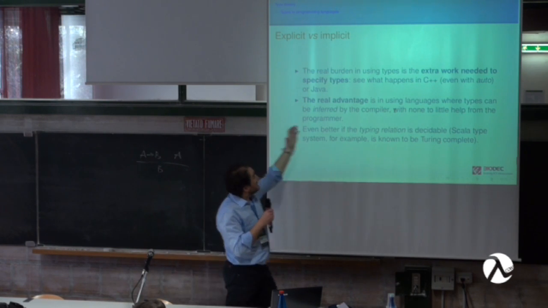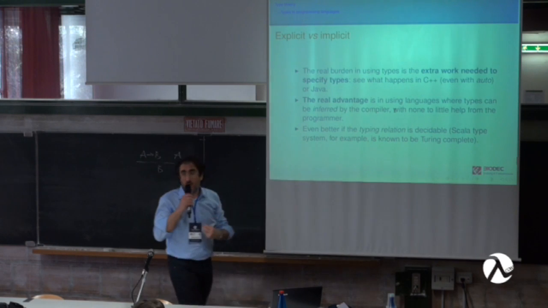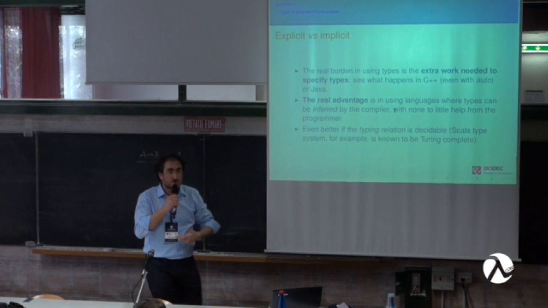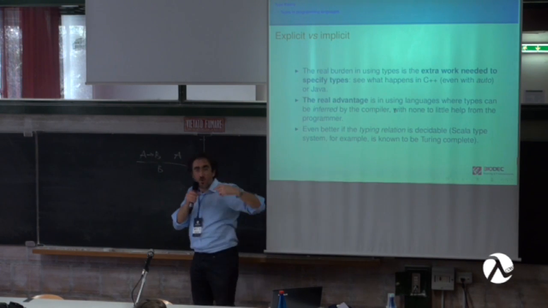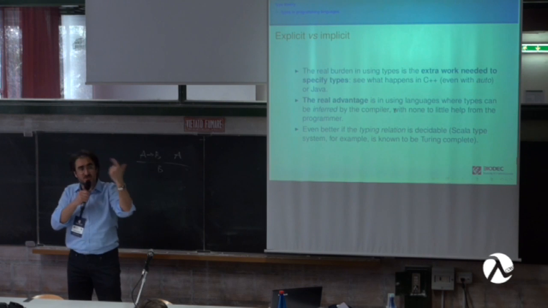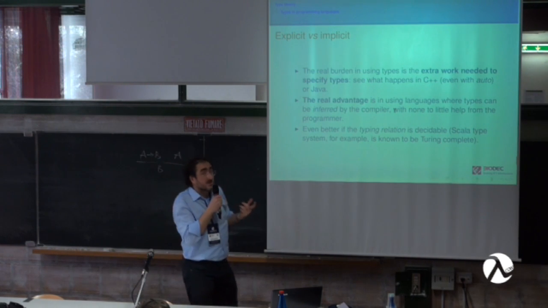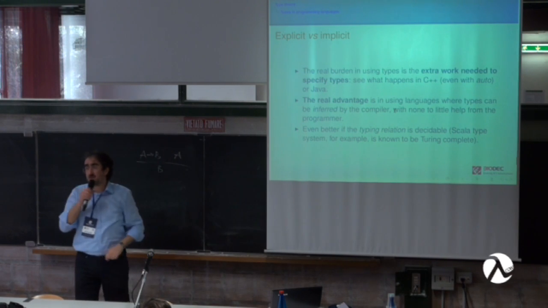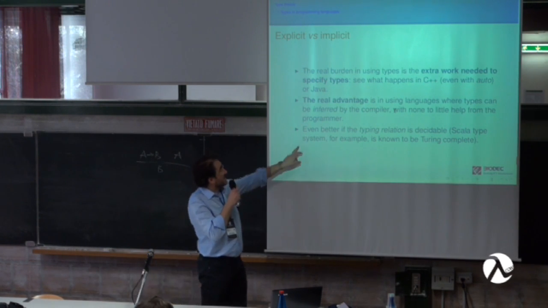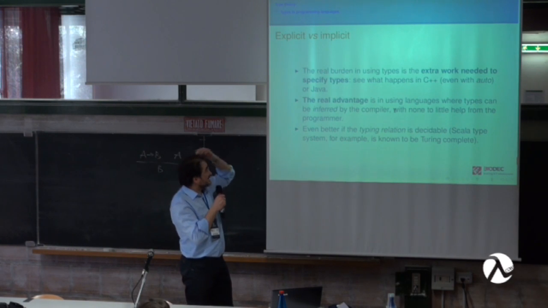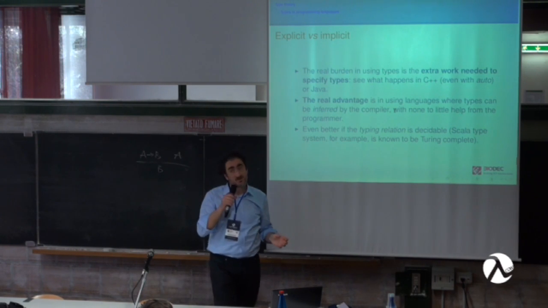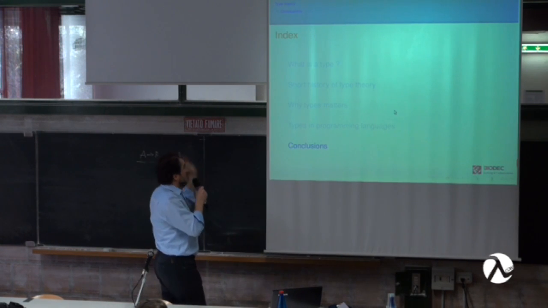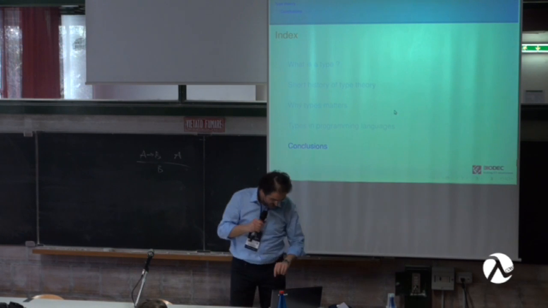Then the typing relation should be decidable. Otherwise, you could write complex terms which you know are correct, but where you have to work around the compiler or the interpreter, because it cannot decide without your help that the program is correct. I know for sure that Scala has a type system that is Turing complete, and so I think it would be really hard to write a type checker for that language. So, let me get to the conclusion, because I have 2 minutes.